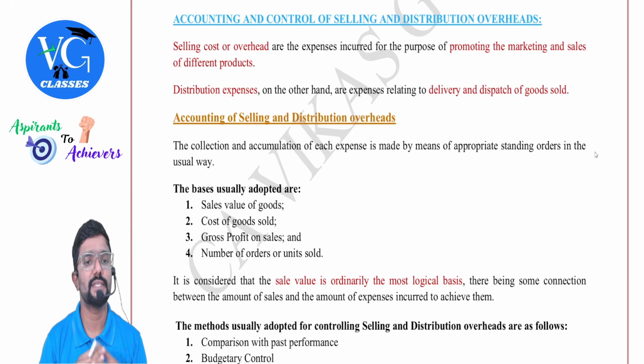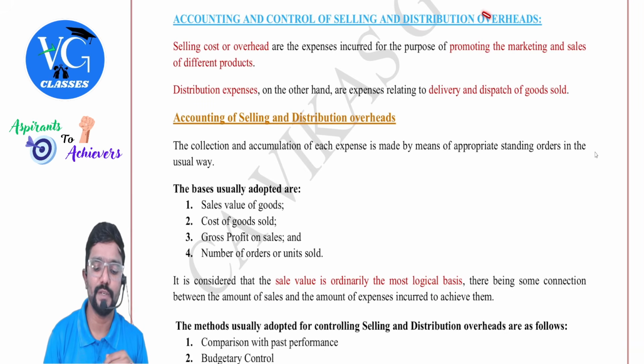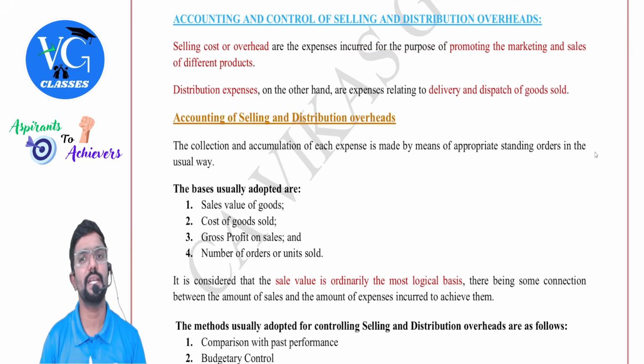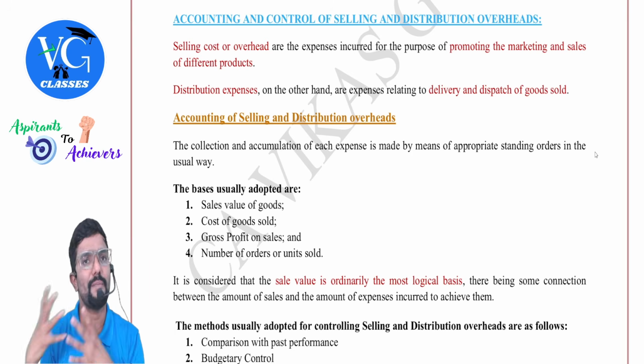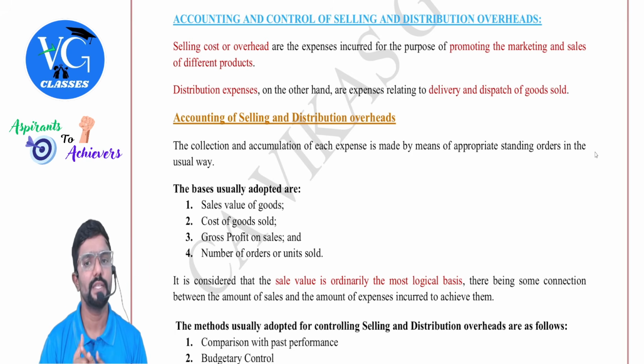Then the next one is accounting and control of selling and distribution overhead. We already discussed selling and distribution overhead. Selling overhead is something which is incurred for the purpose of selling the goods or to promote the goods or for marketing or advertisement of it. Then distribution overhead is incurred for the purpose of distributing the goods sold.